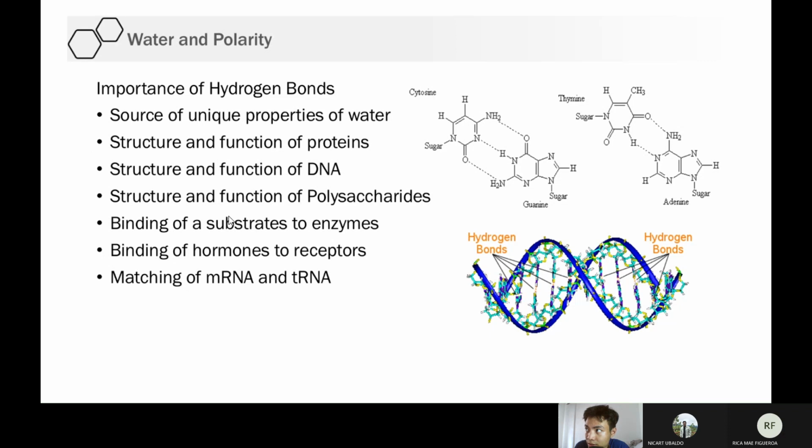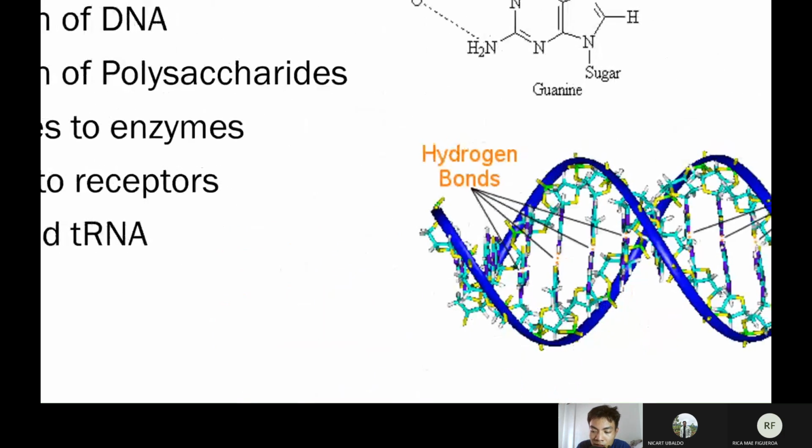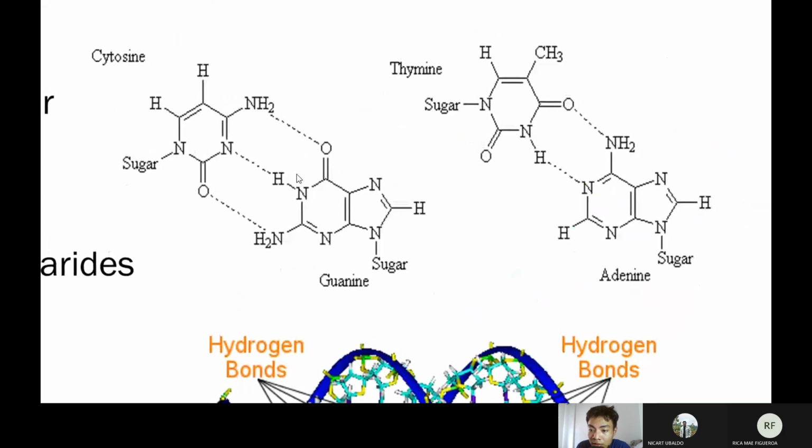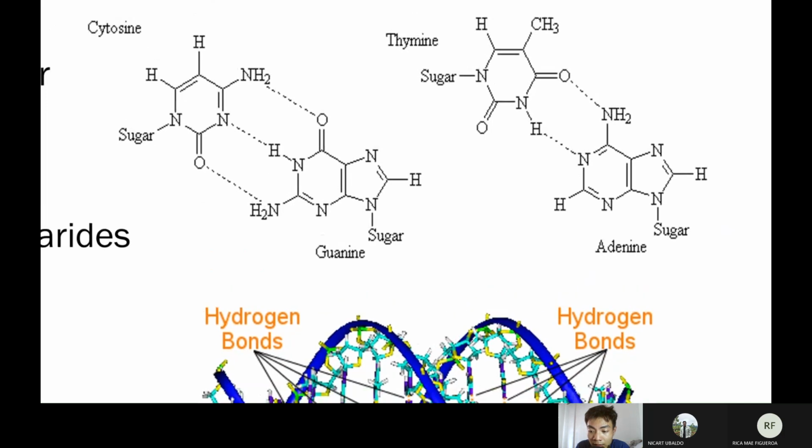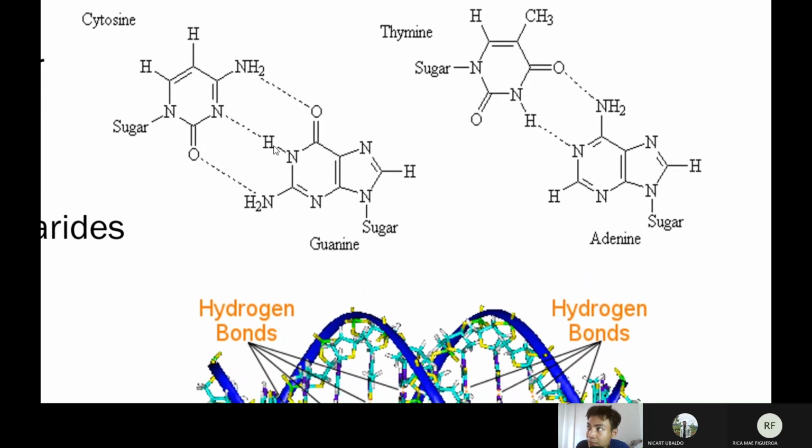Other functions and structures affected by H bond would be the DNA. So imagine, paano naging double-stranded ang DNA? Because each strand of your DNA contains nucleotides, no? Okay, so may mga nucleotide bases tayo doon. So what happens is that nagdudugtong sila to form hydrogen bond.